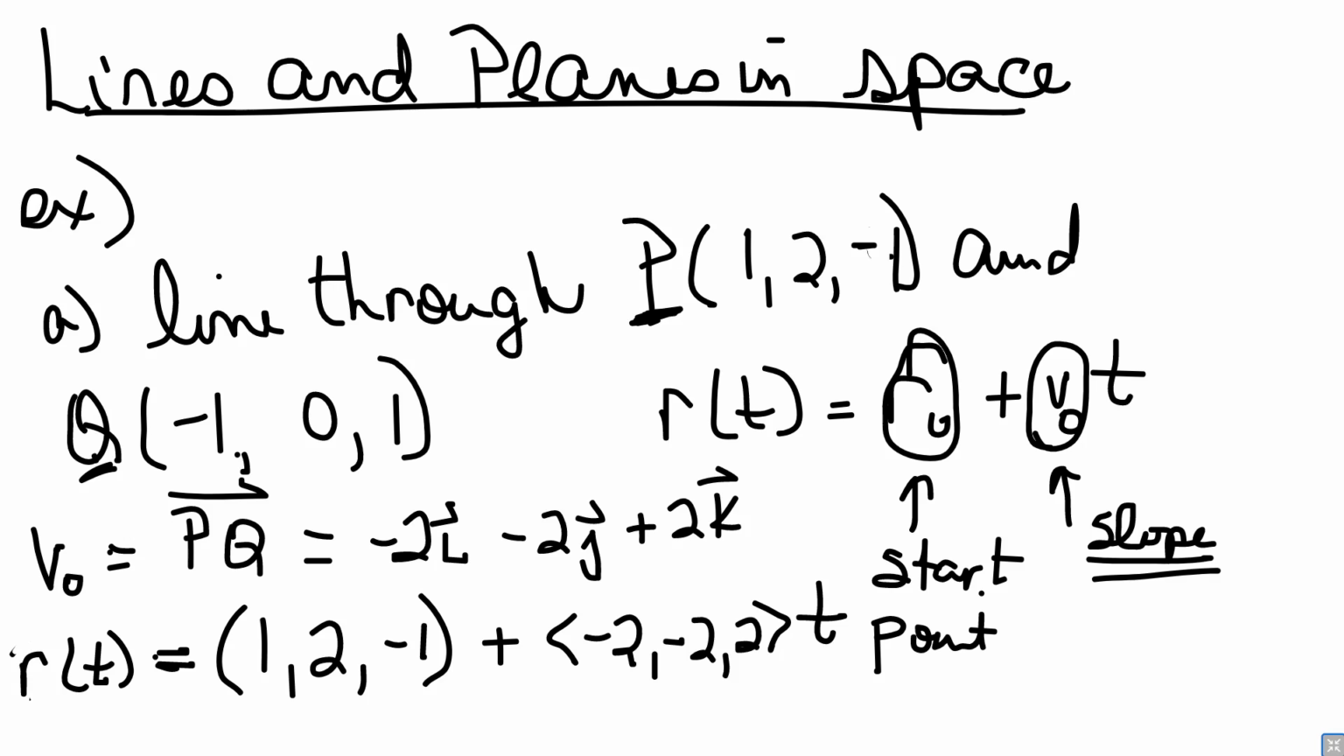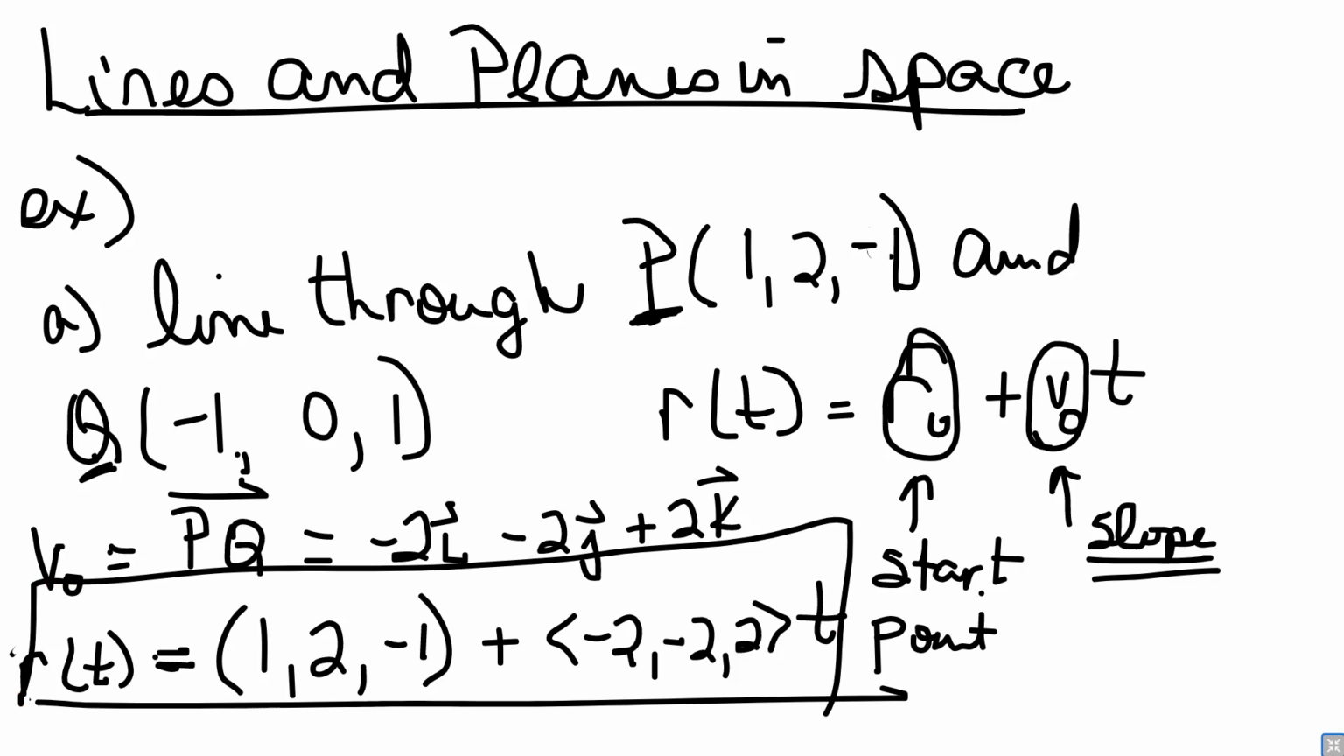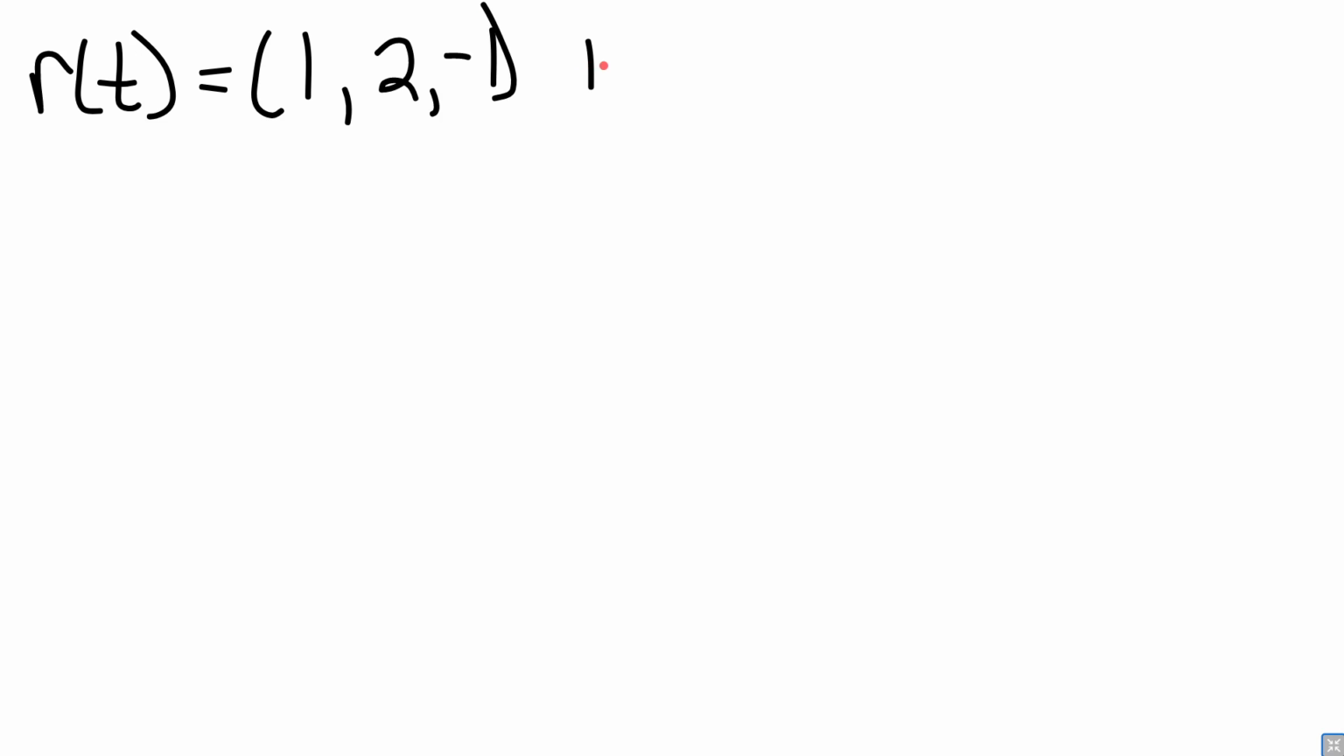Okay, so what I'm going to do is rewrite this piece here on the next page, and I'm going to pull it apart. So we're going to have that r of t is equal to 1, 2, negative 1, plus the vector that we just found, which was negative 2, 2 times t.